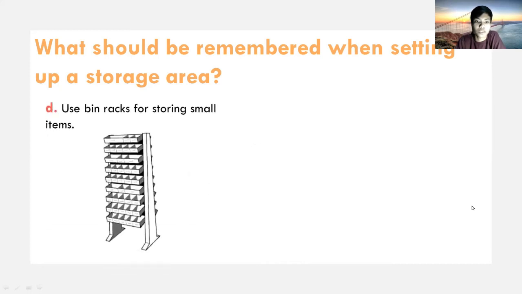And next is use bin racks for storing small items. So of course, hindi mo naman i-store the small items with the large items kasi syempre matatakpan lang yun and possible na mawala pa siya. So there is a special storing like that in the picture for small items so that whenever na kailangan mo na yung small items na yun, for example is nuts, kailangan mo na siya, madali lang siyang ma-access or mahanap.